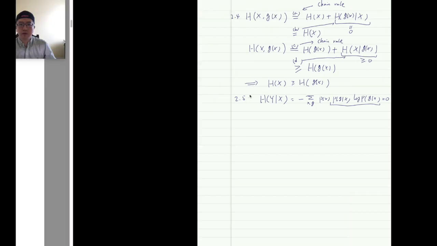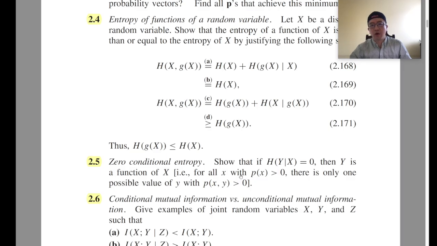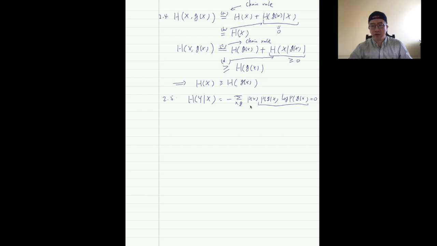Because from here, we know that for all x with p(x) bigger than 0, right? Therefore, the only possibility is that, if and only if each of these guys is 0, right? If this guy is 0, then we can conclude that p(y given x) is 1 or 0 given x. Okay, and we have seen this before, right?